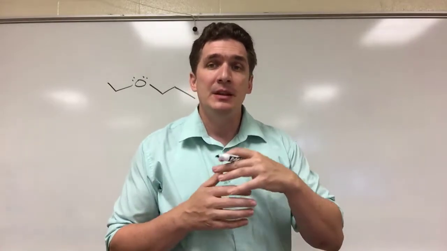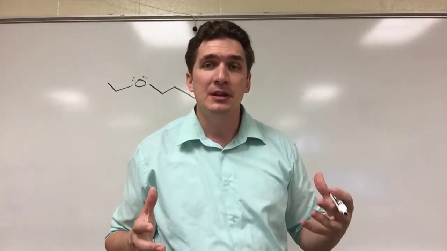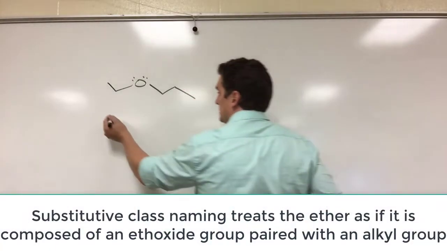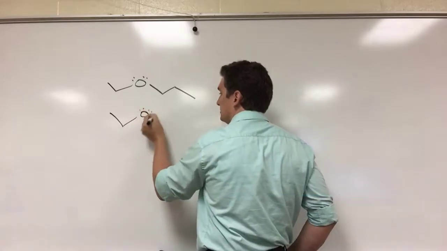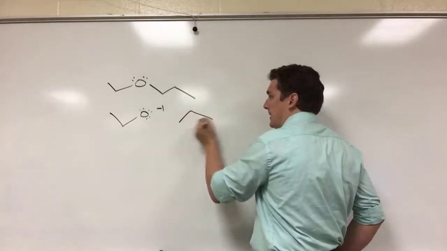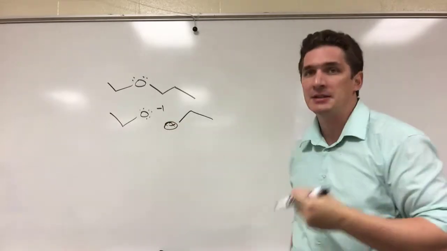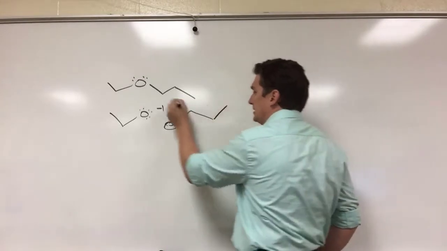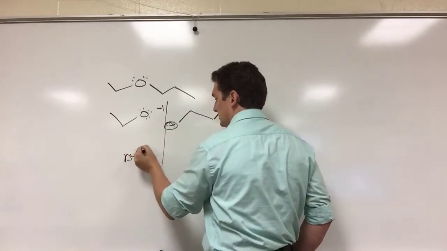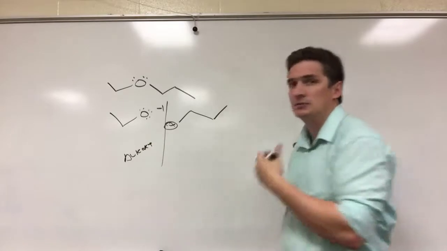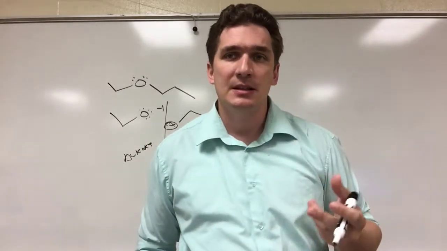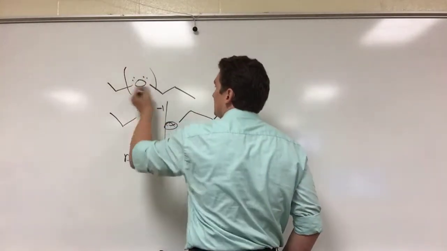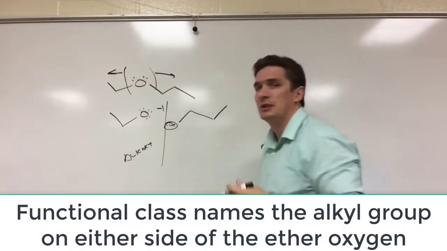So the substitutive class in this part is going to treat the ether as if it's composed of two components, an alkoxy, which is basically an alcohol missing a hydrogen bound to an alkyl group that has a terminal carbocation. And this is how we name it. We're going to basically say it is an alkoxy bound to an alkyl group. The functional class is what's a lot more commonly used. And the functional class says that we're going to basically name the two carbon chains and create an ether.